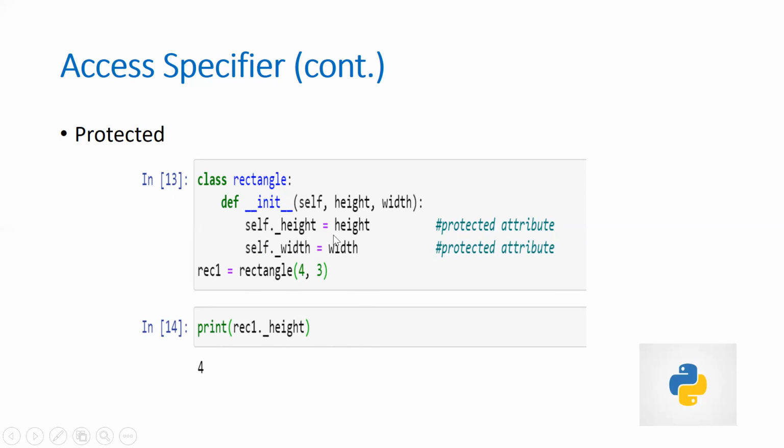One more thing, I did not use underscore in the value part. I just use underscore where we write the attribute name. So height is the attribute name, so I use underscore here, not here. It is simple, it is the value only.